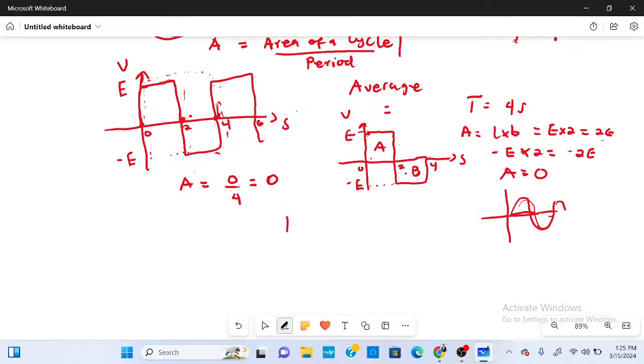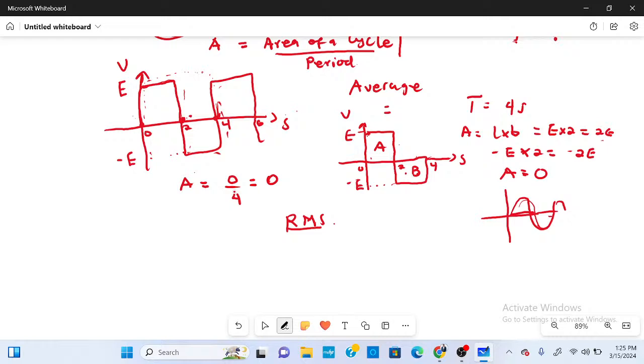Now let's go to the second term. I said RMS, root mean square. So I'm showing you how to solve for root mean squared and the average given a cycle. So AC can be represented in an equation form or in a cycle form. So we are now tackling the cycle form. So let's see how we do this.